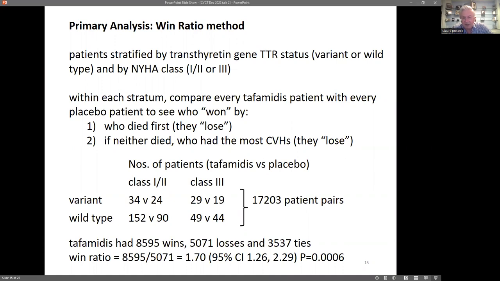So the win ratio is 1.70 with a nice p-value of 0.0001. So the win ratio analysis helped to accentuate the signals you were separately seeing for deaths and for hospitalizations by combining them into one overall picture. Next slide, please.